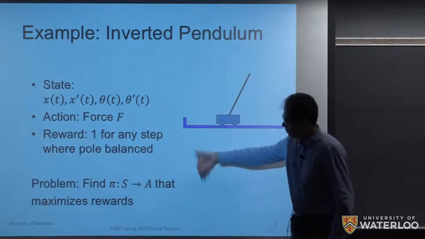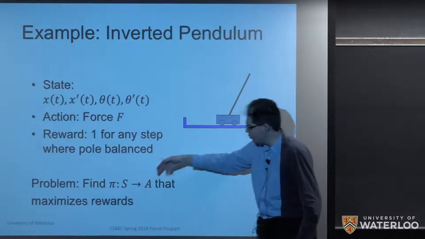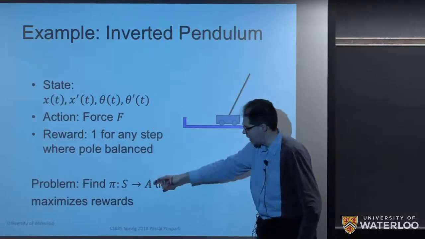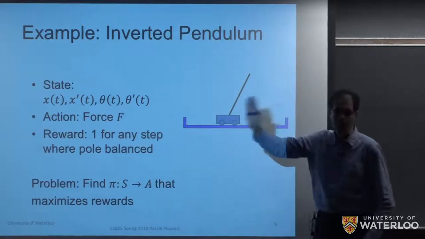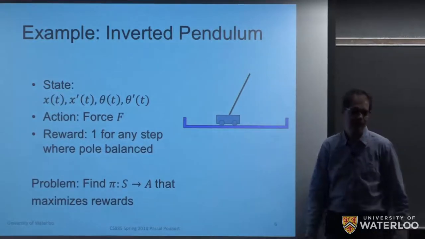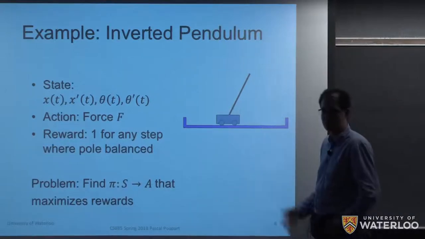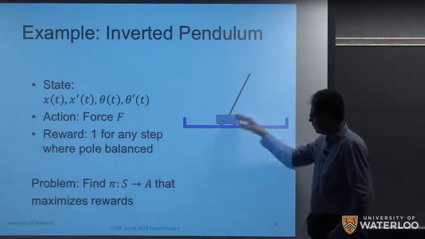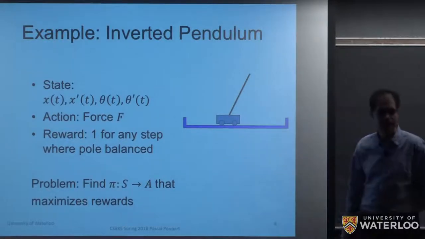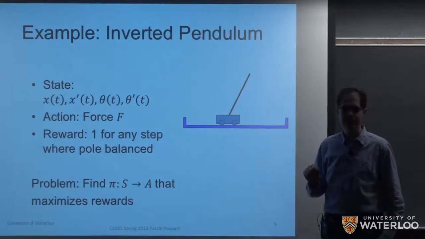Okay, so then the problem is to find a policy pi that will map our state definitions to some forces, which are the actions, in a way that will maximize the reward. So we want to keep the pole balanced forever. And this is something that can be solved by reinforcement learning, by observing what happens when you try different actions. Okay, any questions regarding this?